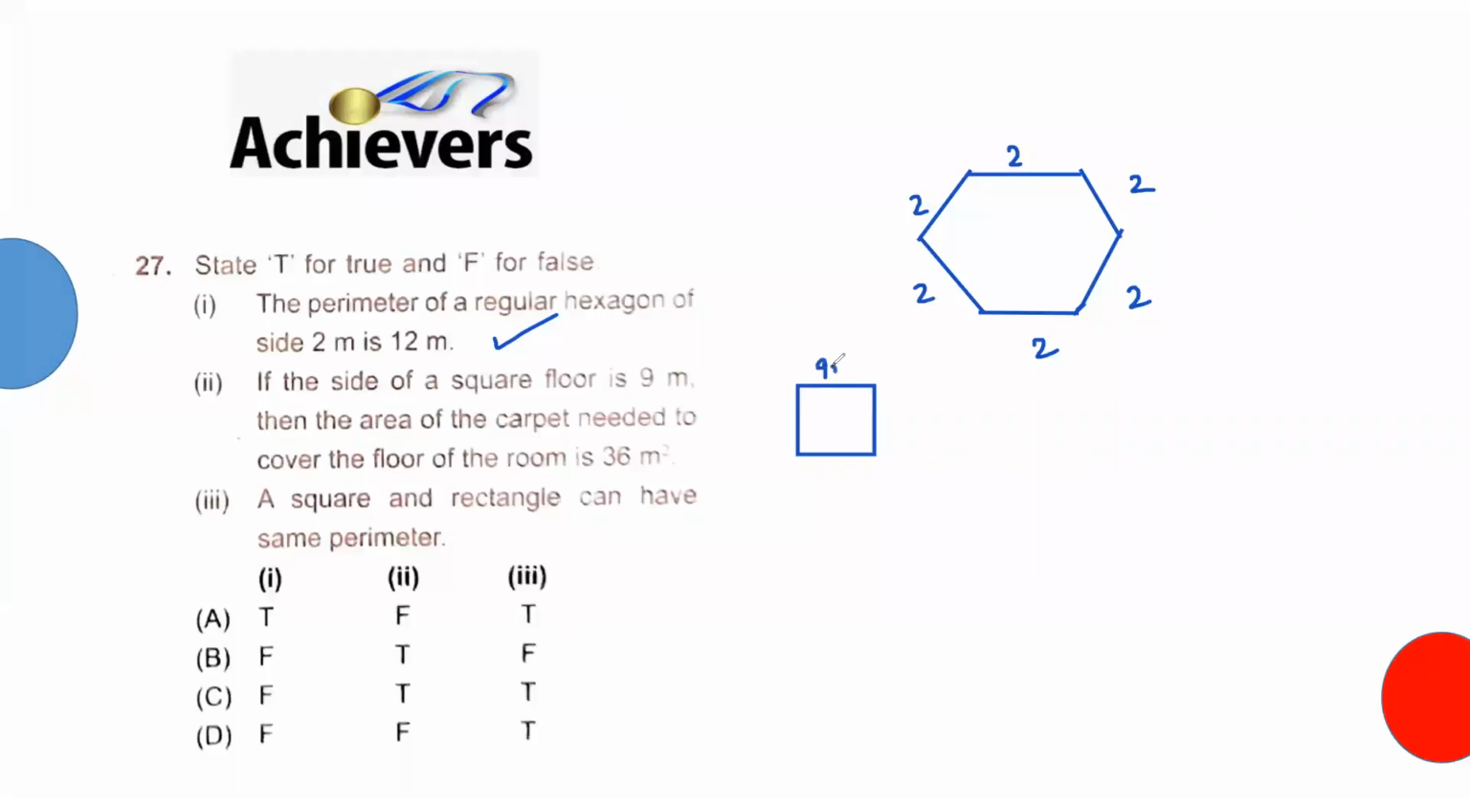If the side of a square floor is 9 meter, suppose you have a square floor and this is 9 meter, so area of carpet will be what? 81 meter square. This would be the answer, so this is wrong. Similarly, a square and rectangle can have the same perimeter. This can be true, because a square and rectangle can have the same perimeter. Is it possible? So easily you can see this statement is true, this is true, and this is true. Hope you all understand. Let's go to the next question.